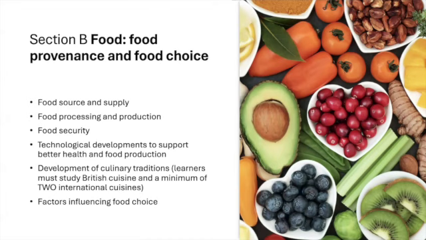The next section covered in the 50% will be topics like food sources and supplies, food processing and production. So we talk about cheese and milk and all the production that comes with it. Food security. We talk about technological developments to support better health and food production. And of course, we have different cuisines, from British cuisine. Yes, so you develop different cultures, and then the factors influencing those food choices.